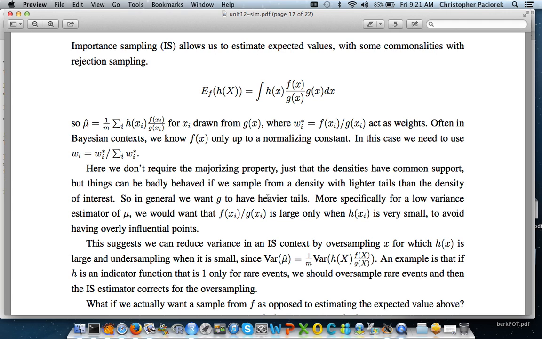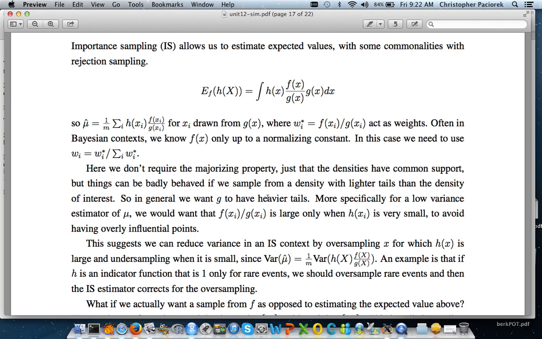Suppose I have some distribution. I'm going to draw the tail sort of thicker here. So this is this thing that I would like to sample from. But instead, suppose I sample from something that doesn't quite look like this, and it has a much lighter tail. So what's going to happen? I'm going to be sampling from this thing. Every so often, I'm going to get a value that's out here in the tail.